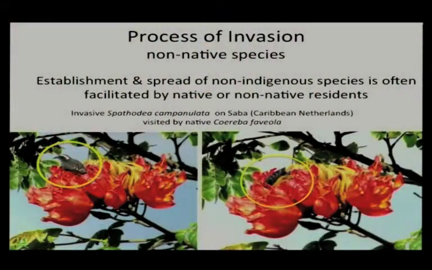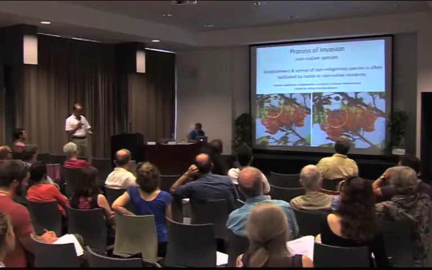Well, the process of invasion is often facilitated by native species. So here's an example. Our lovely African tulip tree, Spathodia, and this happens to be on the Caribbean Netherlands island of Saba. And the native banana quit is over there having a grand old time. There's lots of nectar in these things, and it's poking its head in there, getting dusted with pollen. And I would imagine is performing some pollinator services. And given the plethora of fruit set on these trees, they're probably pretty good at it.